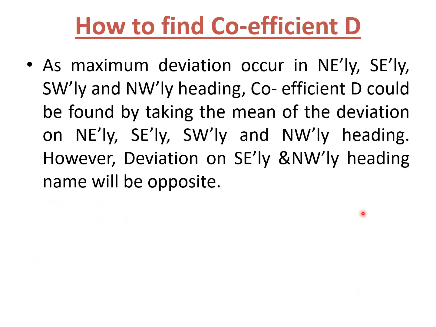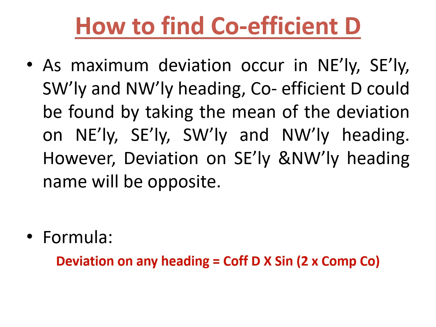How to find the coefficient D? Again, I'm telling you, finding coefficient D will be done in the numericals, but I'm just giving you a heads up on how to find it. As maximum deviation occurs in northeasterly, southeasterly, southwesterly, or northwesterly heading, coefficient D could be found by taking the mean of the deviation on northeasterly, southeasterly, southwesterly, and northwesterly heading. However, deviation on southeasterly and northwesterly heading, the name will be opposite, right? And the formula for that one is deviation in any heading is equal to coefficient D into sine 2 compass course. Don't panic about this slide, we'll do the numericals and it will be clear, right?